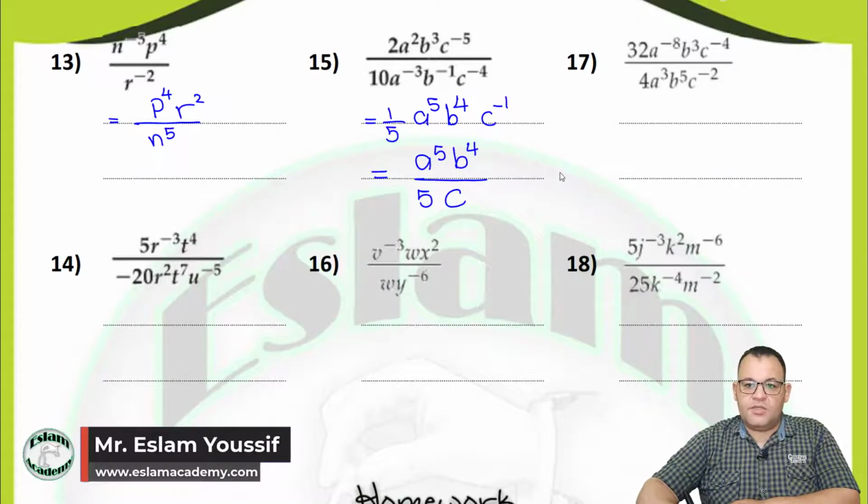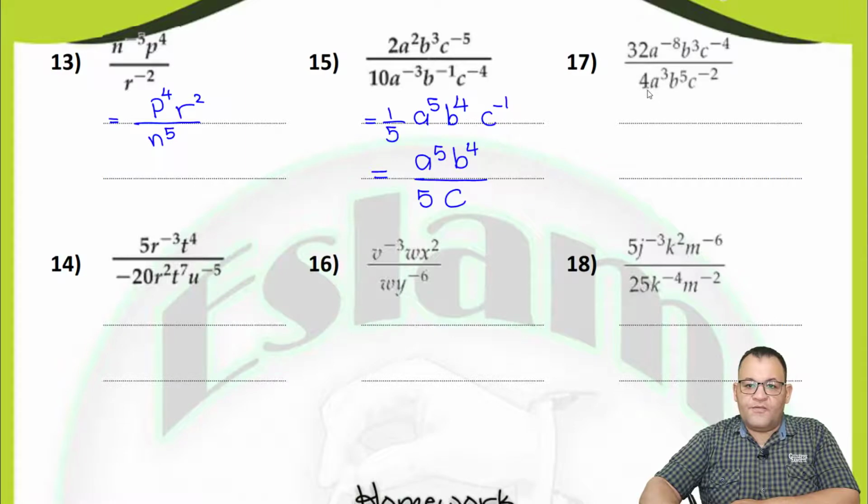Again for number 7. 32a to the power negative 8, b to the power 3, c to the power negative 4, over 4 times a to the power 3, b to the power 5, c to the power negative 2. The number divided by the number. 32 divided by 4 equals 8. a divided by a, just write a and subtract the powers. Negative 8 minus 3 equals negative 11. Just write b. 3 minus 5 equals negative 2. Just write c. Negative 4 minus negative 2 equals negative 2.